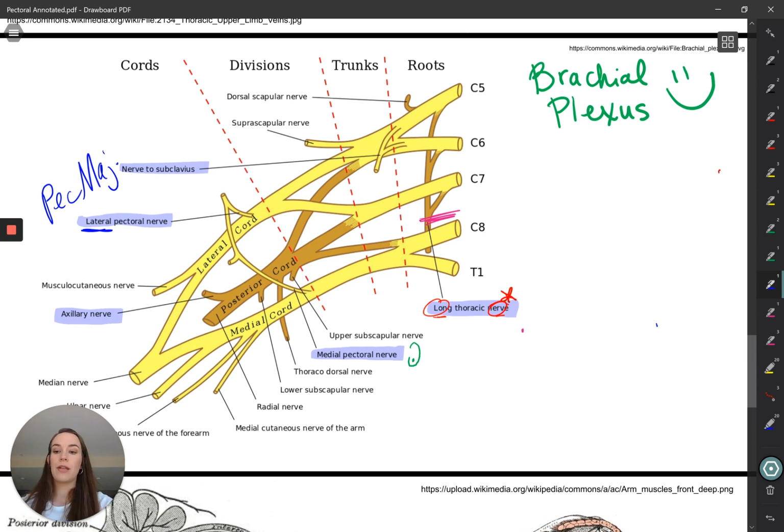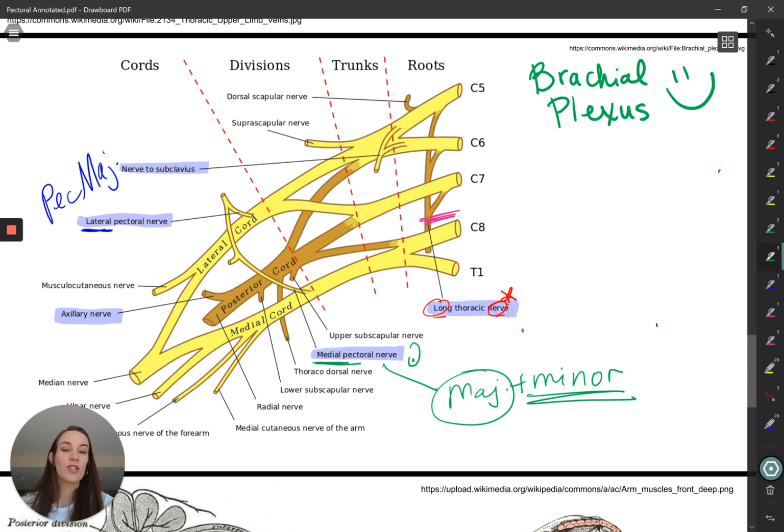And then what's happening with medial is medial is going to hit major and minor. And what's interesting about this is that a lot of the times medial pectoral will actually pierce through the middle of pec minor on its way to also innervate pec major. So for this one, I drew a little ear with a piercing.